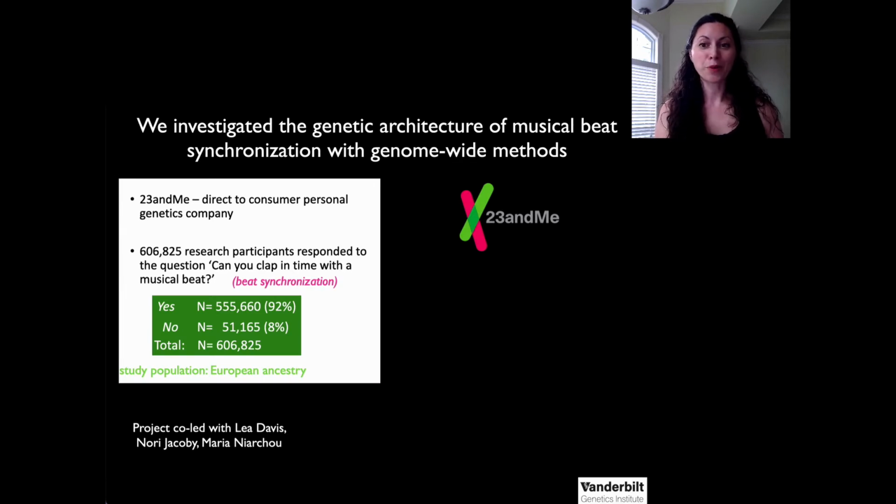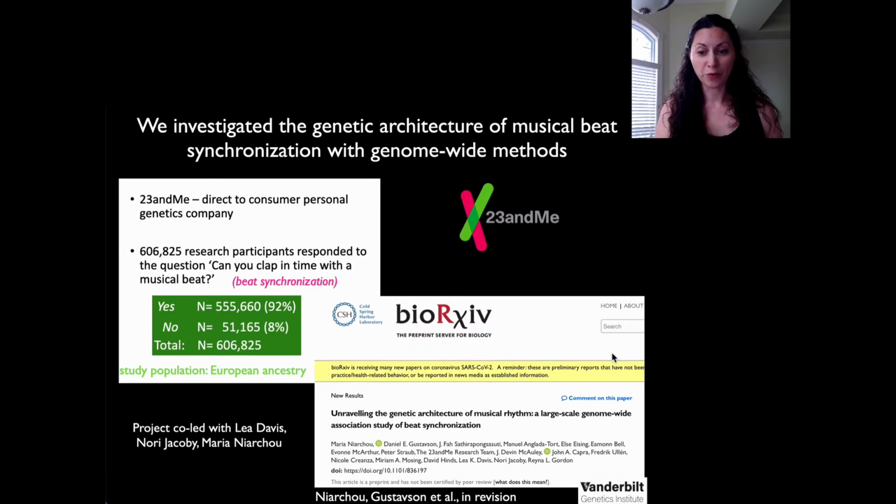For our study, we were fortunate to partner with 23andMe. They have data on millions of people who are already genotyped and have also consented to research. In our study, over 600,000 people answered the self-report question, can you clap in time with a musical beat? So this item became the phenotype for the QTL-GWAS study. Our preprint of the rhythm QTL-GWAS study is on bioRxiv, and there will be another revision of it posted later this summer. I'm going to tell you now about a couple of highlights of this first study, and then I'll describe how we're using the data to look at rhythm and language.